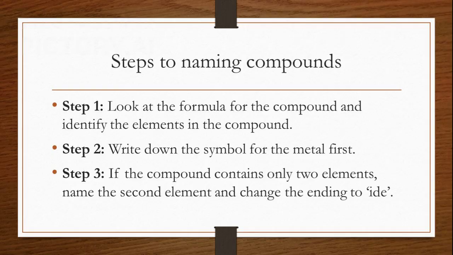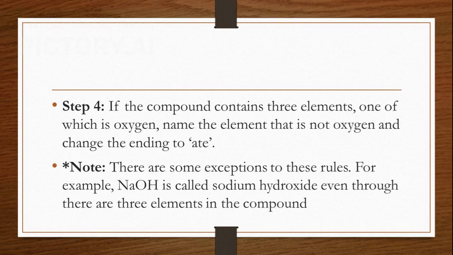To name a compound, identify the elements, write the metal first, and adjust the ending of the second element to "-ide". This systematic approach ensures clarity and consistency. For compounds with 3 elements, one being oxygen, change the ending to "-ate". However, there are exceptions, like sodium hydroxide, which defy these rules, showcasing the complexity of chemistry.